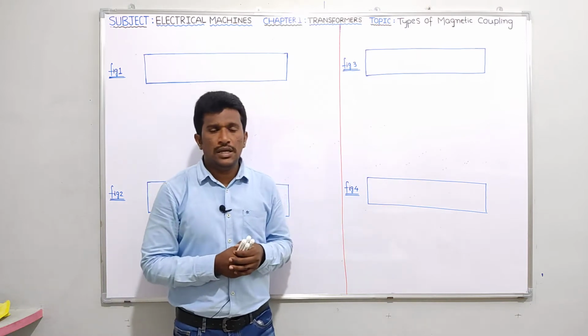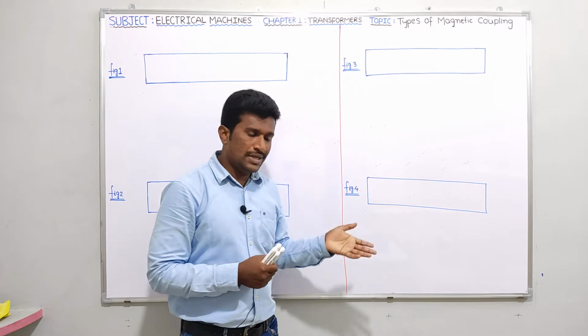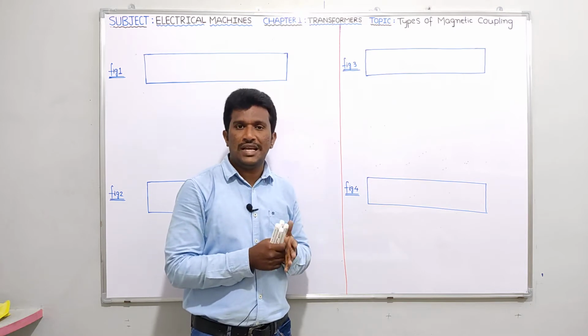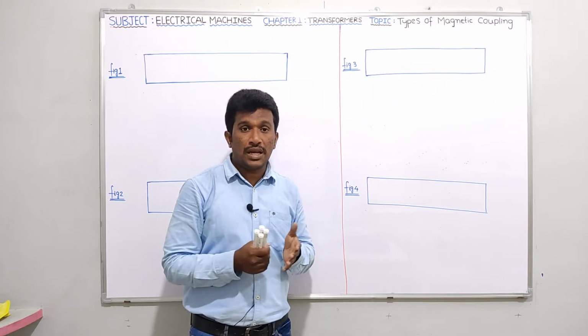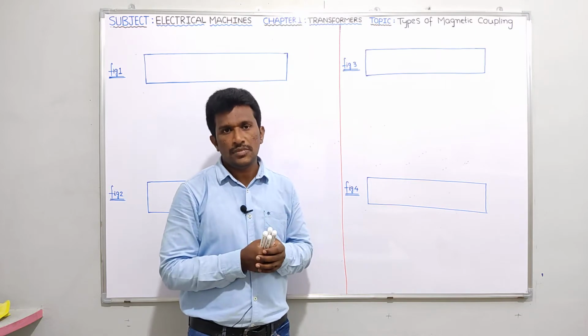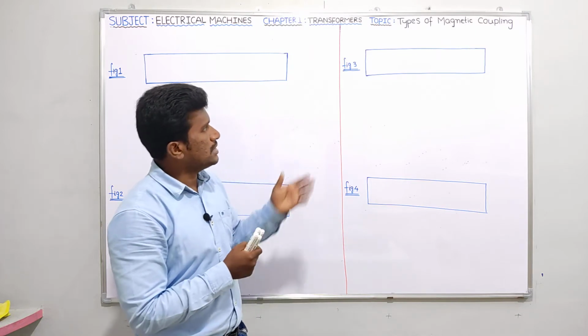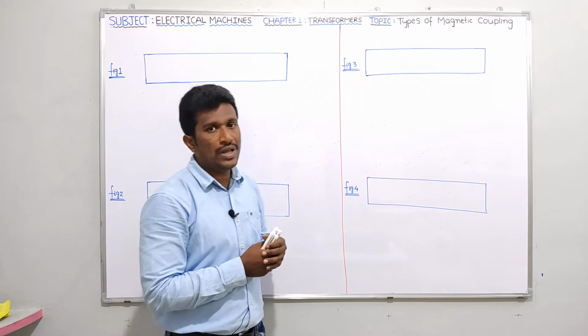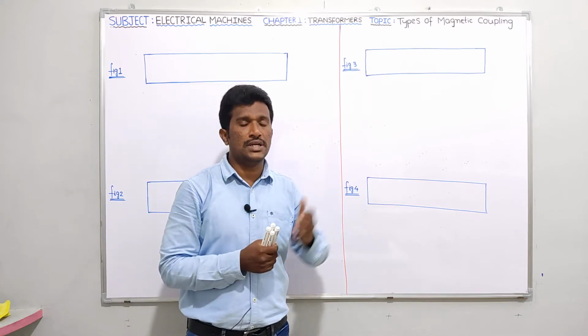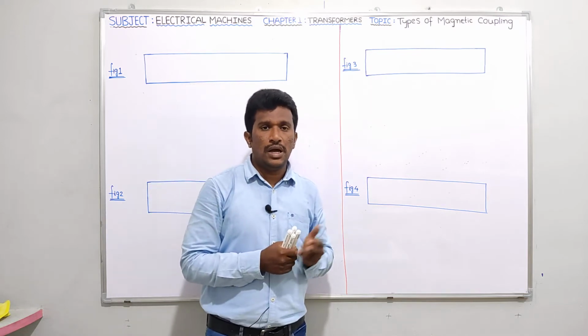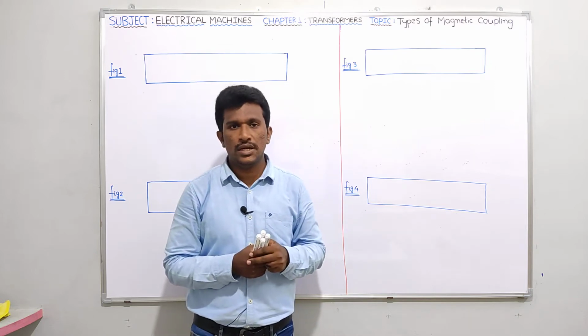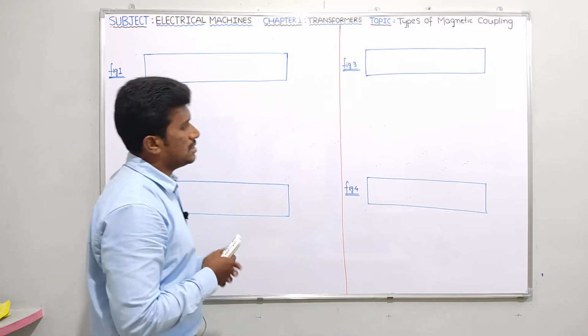We discussed this already in the features of a transformer. In a transformer, windings are electrically isolated, but they are magnetically coupled with each other. Is it clear? So in these types of magnetic circuits, we have two types of magnetic coupling: positive coupling and negative coupling. Is it clear? So first of all, let me discuss all those things.